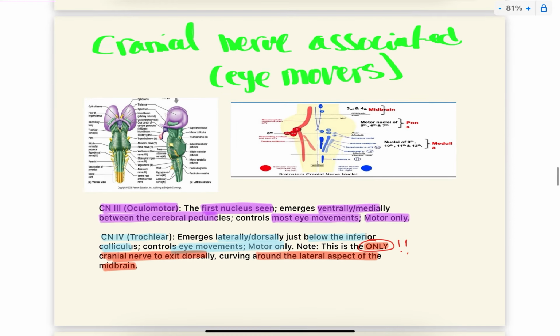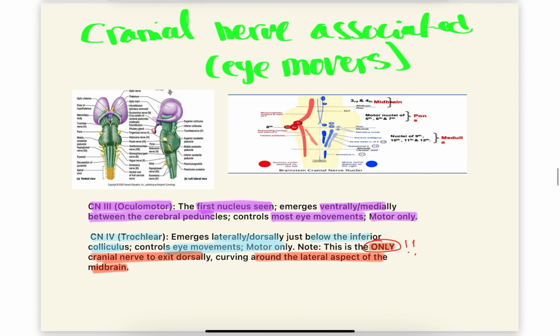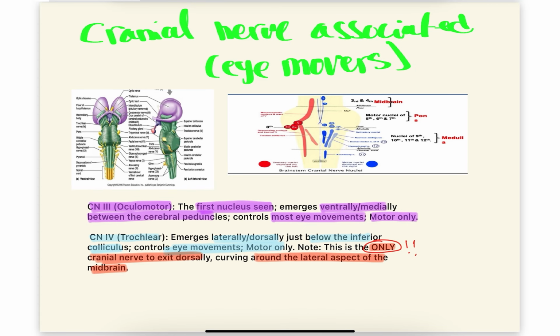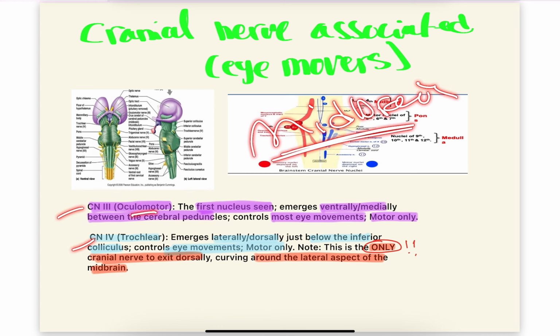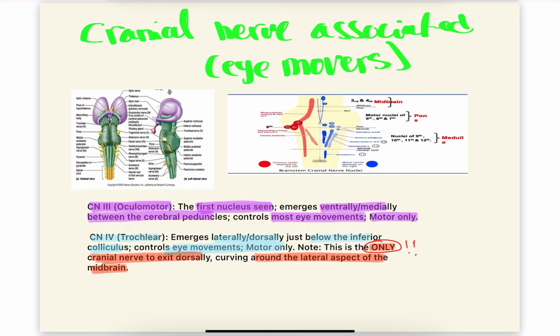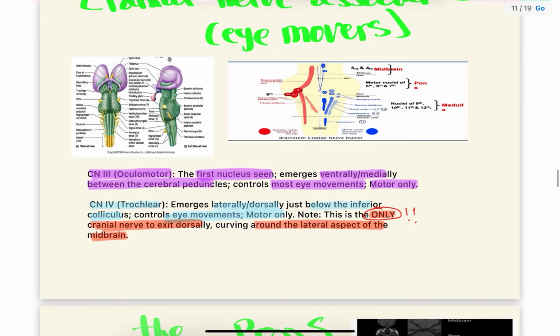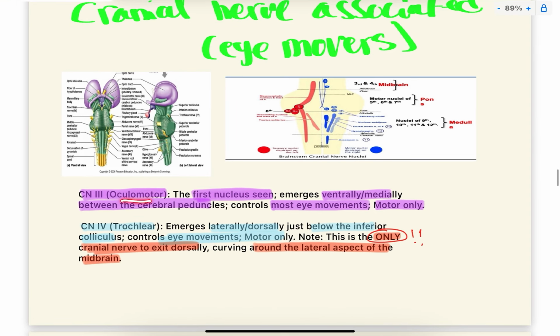Now, moving on, I have here the cranial nerves that are associated with the midbrain, and they are mostly the eye movers. What is associated with the midbrain only? Very important to know. Two of them, the oculomotor and trochlear, and we already saw it on the video and on the picture, I mean. So the oculomotor is the first nucleus that we can see, and we saw it in the picture. Where was it? It was ventrally.